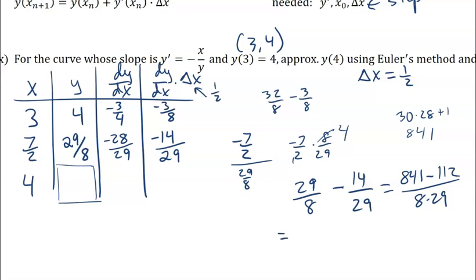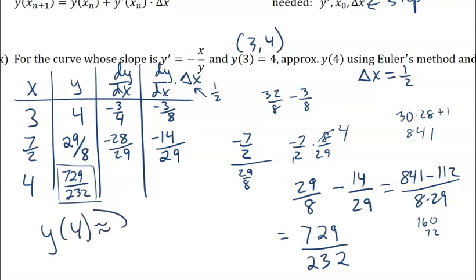841 minus 112 is 729 over 8 times 29, no common factors. 729 is a power of 3, so 8 times 29 is 160 plus 72, so 232. Goodness. 729 over 232. All right, so y of 4 is approximately that nonsense. Okay, again, you won't have to do that kind of arithmetic by hand, but I didn't really check when I made it up.